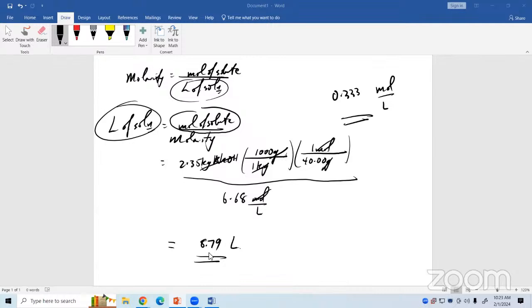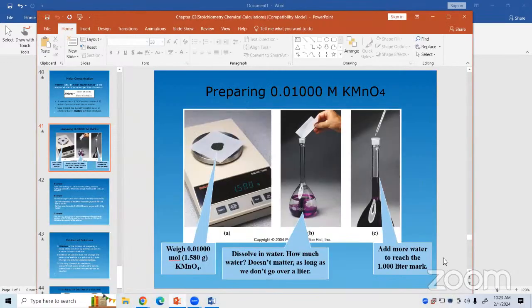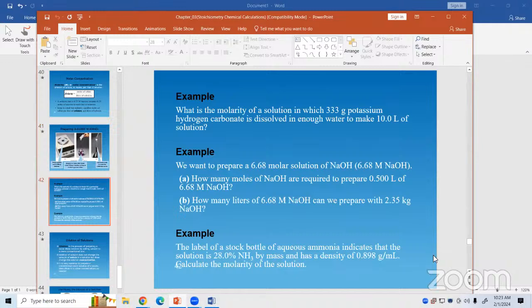All right? Okay, so the next question is: the label of a stock bottle of aqueous ammonia indicates that the solution is 28% by mass ammonia and has a density of 0.898 grams per milliliter. So the question is, calculate the molarity of this solution, right?